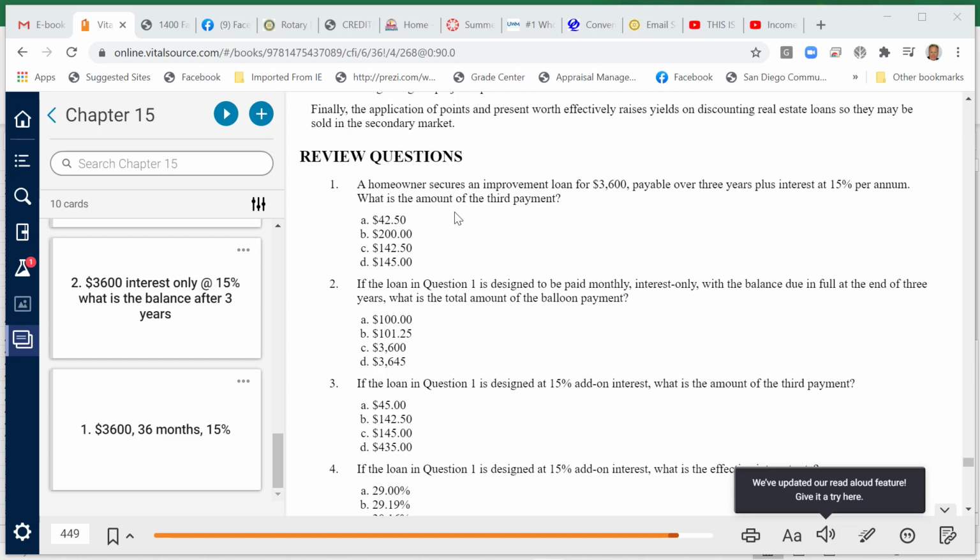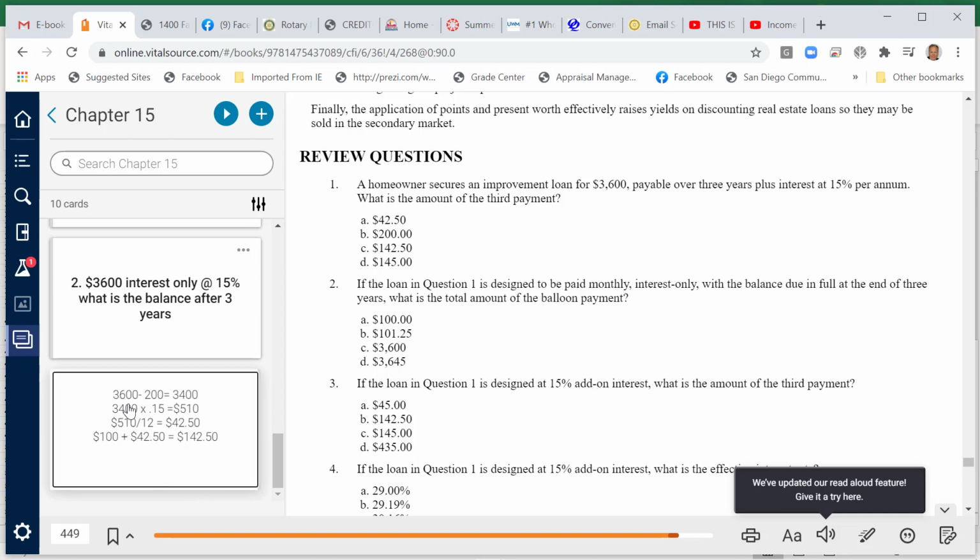Okay, the first question is a homeowner secures an improvement loan for $3,600 payable over 3 years. So it's not interest only, it's payable over 3 years at 15% per annum. What is the amount of the third payment? So it's not interest only. It's 36 months, so you are paying principal on a monthly basis. 3 years times 12 is 36 months. If you divide the 36 into 3,600, you come up with $100 a month. So you've already paid $200 on this loan.